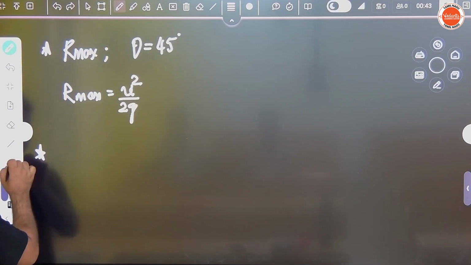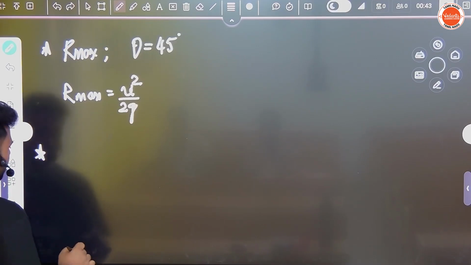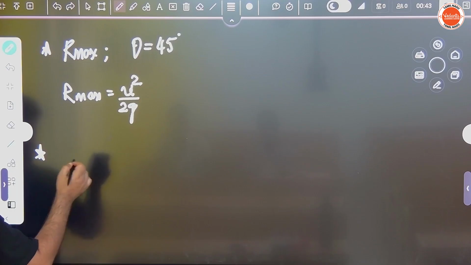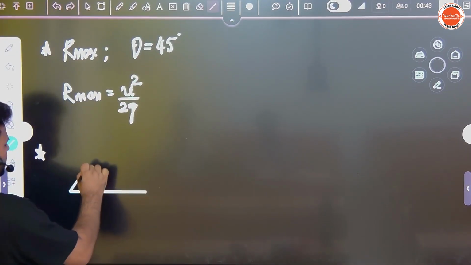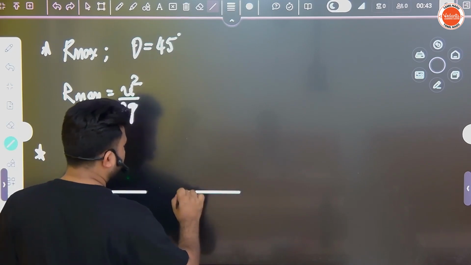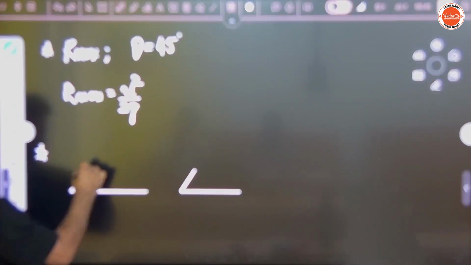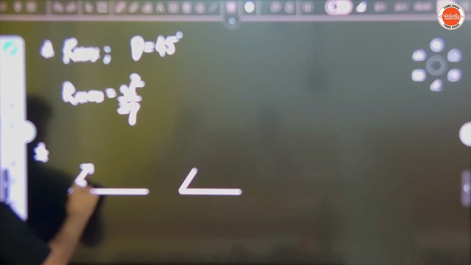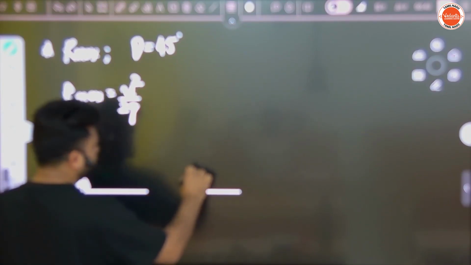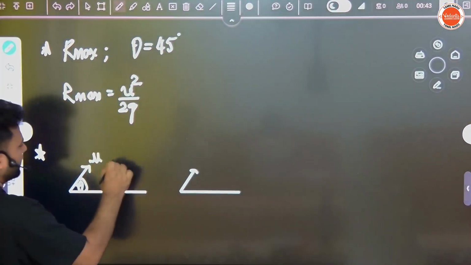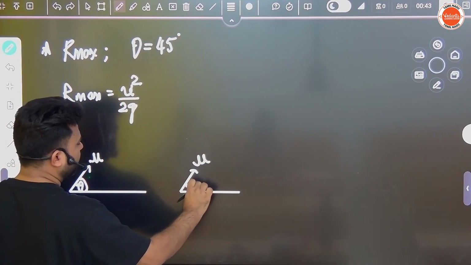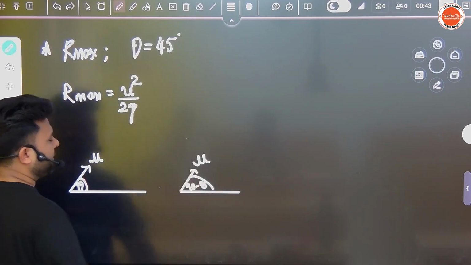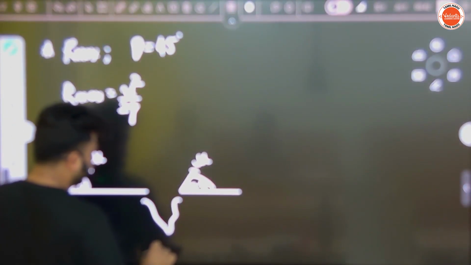One more important point. From the ground, this is the ground, whether you project the ball from theta or you project the ball from 90 minus theta, whether you project the ball by angle theta, by same speed I am talking obviously, here also speed should be same. If you project the same ball with same speed but at an angle 90 minus theta, for both these cases, range will be same.